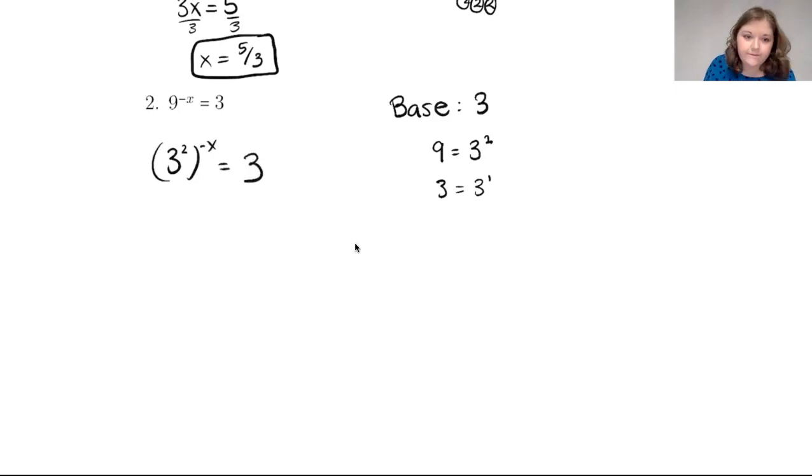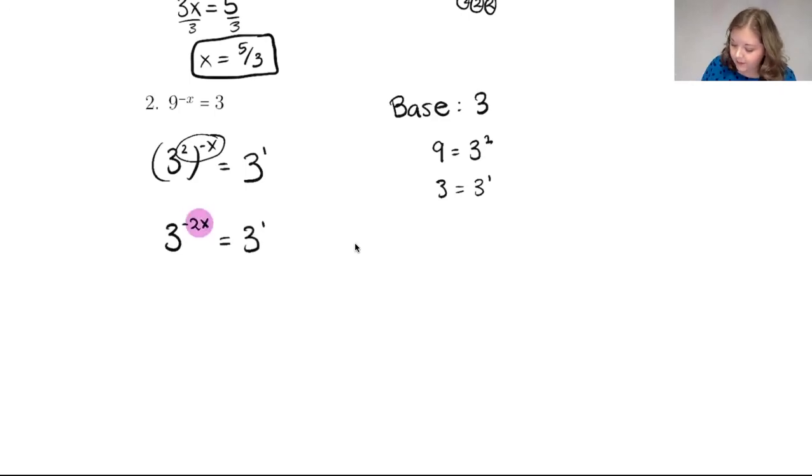Equals 3. Okay? And that's 3 to the first power if you want to write that one there. So now we want just one exponent instead of 2. And since we have an exponent raised to another exponent, we can multiply them. And 2 times negative x is negative 2x. So this is 3 to the negative 2x equals 3 to the first.